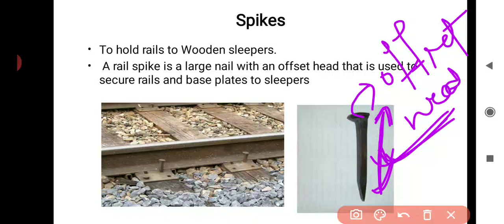In this diagram you can see the spike, and how these spikes are used to connect the rails, and the rails to the sleeper. Here you can see these are wooden sleepers. Generally, these spikes are used to connect the rail to the wooden sleeper.